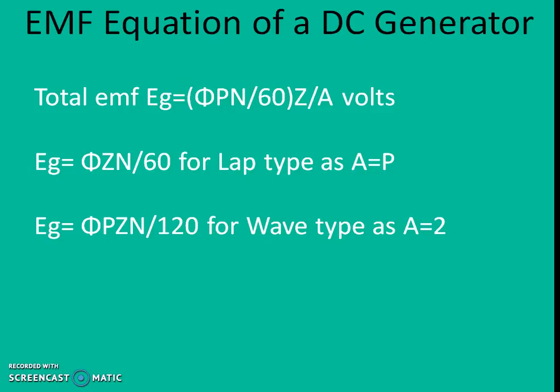Suppose the armature is lap wound, then A is equal to P and the expression reduces so that Eg is equal to psi Z N by 60. Suppose the armature is wave wound, then A is equal to 2. Therefore, Eg is equal to psi P Z N by 120.